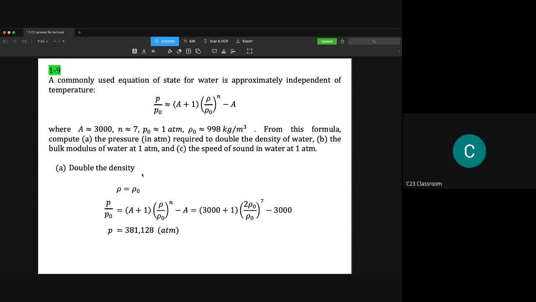So it is very, very hard to double the density of water. This is just to show how hard water is to compress, because as you know, in our calculations we always take water as incompressible. It's not easy to compress, and the density will not change.